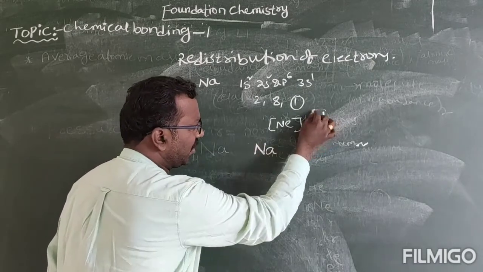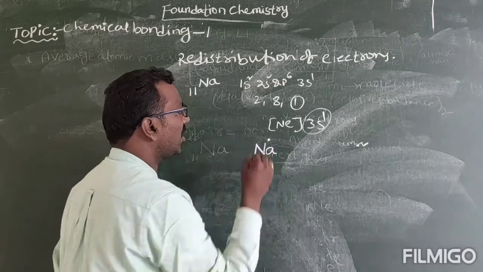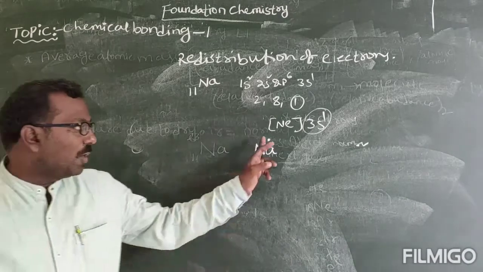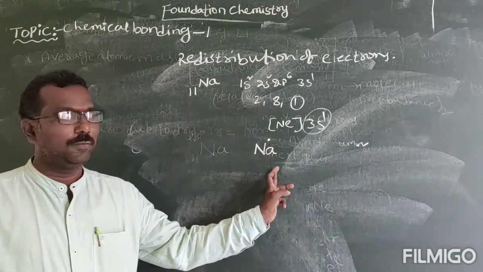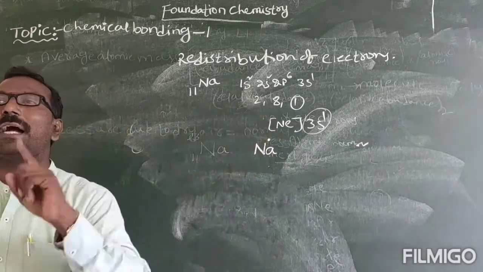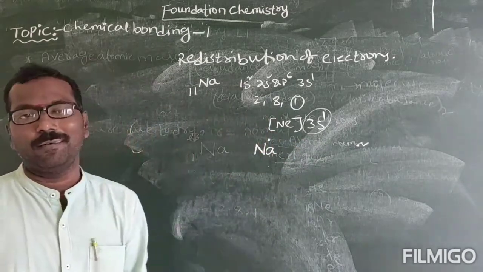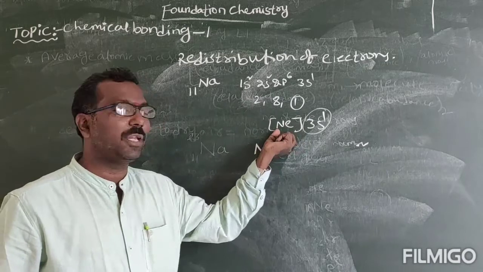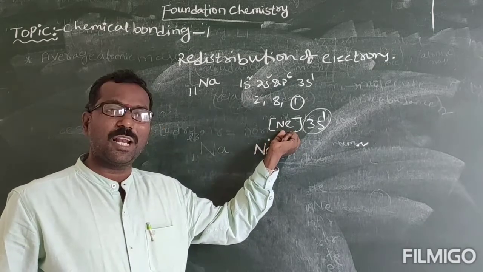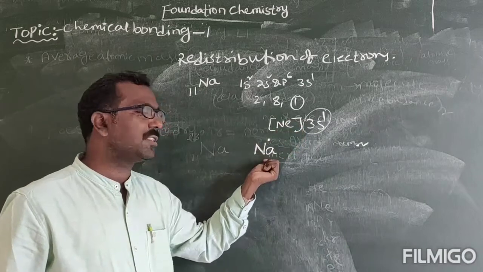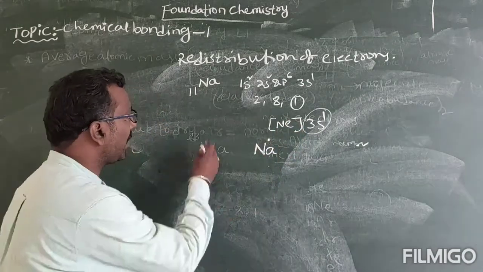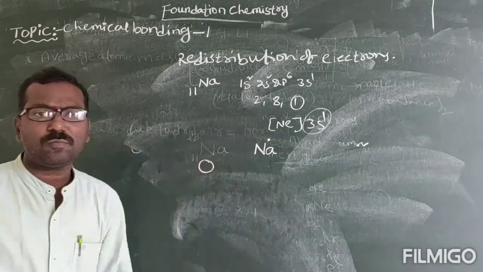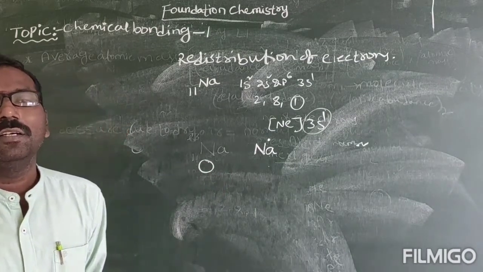This representation of valency electrons we call Lewis dot structure. Sodium has only 1 valency electron, which means sodium can give 1 electron. So it attains the neon electronic configuration, since neon is the nearest inert gas. So Na on losing or giving that. Suppose you take oxygen, what is its atomic number?